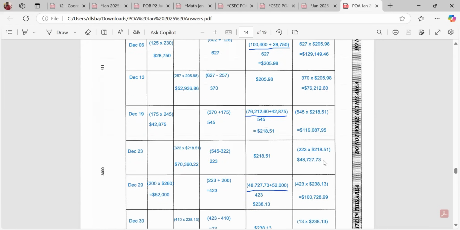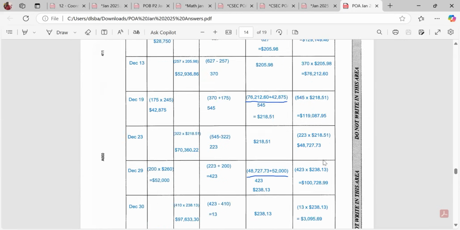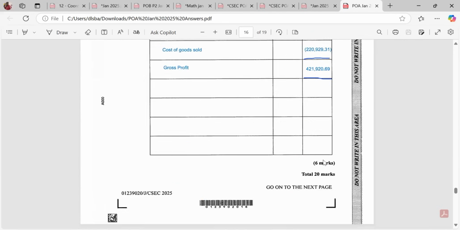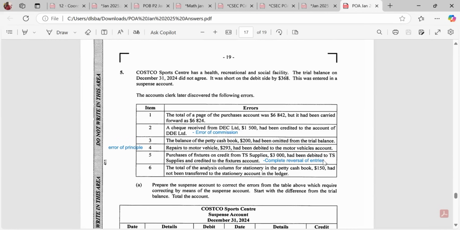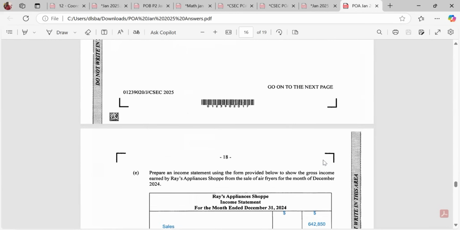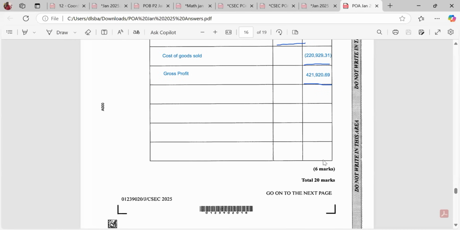If you've learned stock valuation already, that is 20 marks. That's 20 marks. Yeah, that is an easy question. Yeah, every question is 20 marks. If you learned stock valuation already, I'm pretty sure you get all 20 out of 20 in that one.